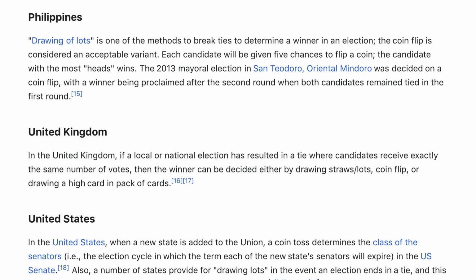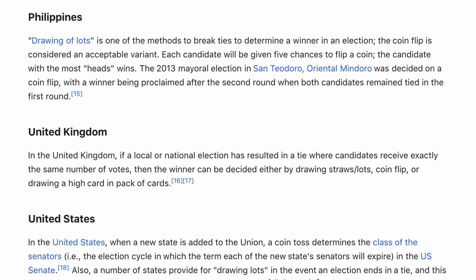Philippines. Drawing of lots is one of the methods to break ties to determine a winner in an election. The coin flip is considered an acceptable variant. Each candidate will be given 5 chances to flip a coin. The candidate with the most heads wins. The 2013 mayoral election in San Teodoro, Oriental Mindoro, was decided on a coin flip, with a winner being proclaimed after the second round when both candidates remained tied in the first round.